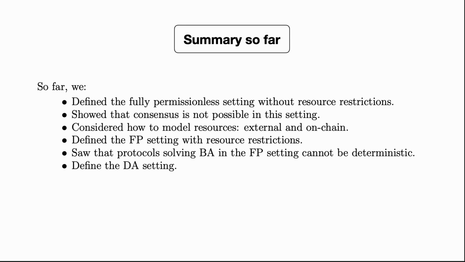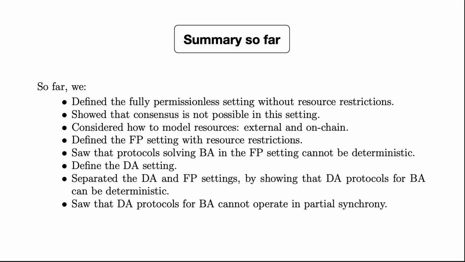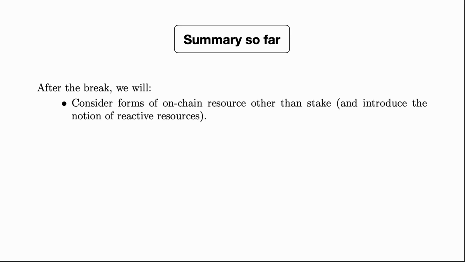Then we defined the dynamically available setting. Then we separated the dynamically available and fully permissionless settings by showing that dynamically available protocols for Byzantine agreement can be deterministic. Well, we know that's not true for fully permissionless protocols. Then just now in this video, we saw that dynamically available protocols for Byzantine agreement can't operate in partial synchrony. So that's where we are so far, and for the rest of the videos, this is roughly what we'll do.